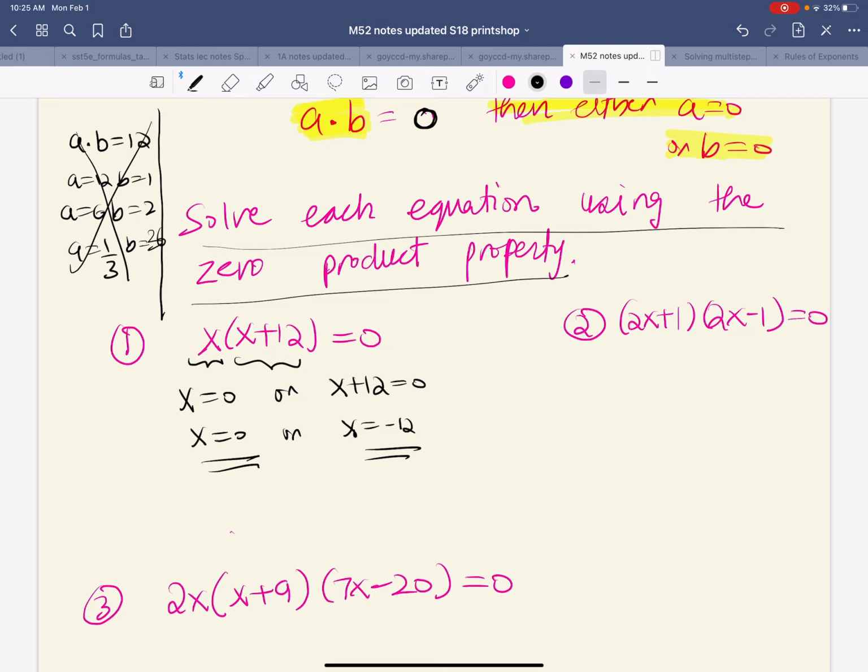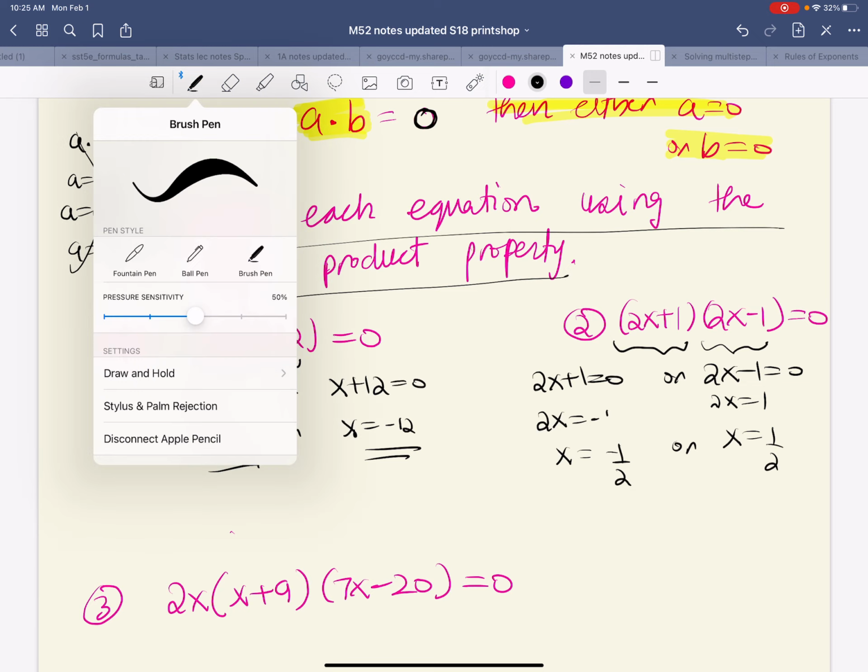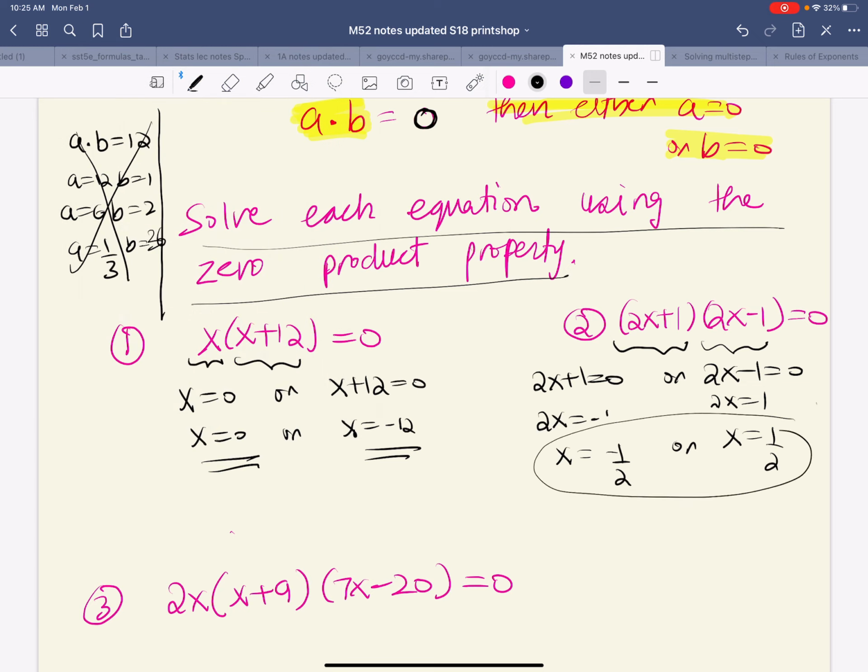Already in the factored form. So I already see the product of two factors is 0. That means I can go ahead and use the zero product property, which says either the first factor is 0 or the second factor is 0. So if I simplify and solve each of them separately, I'm going to be left with 2x equals -1 and then divide both sides by 2. On the second equation, I'll be left with 2x equals 1 and divide both sides by 2. Okay, so there's my two answers, -1/2 and +1/2.